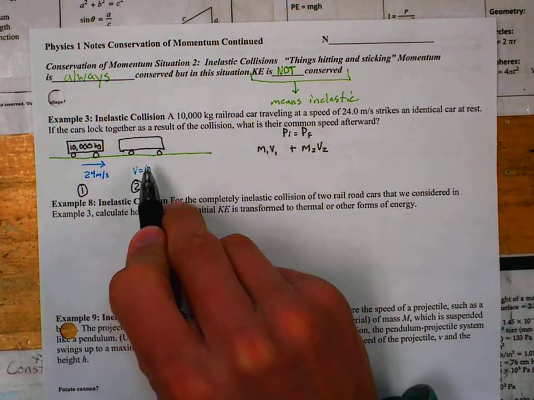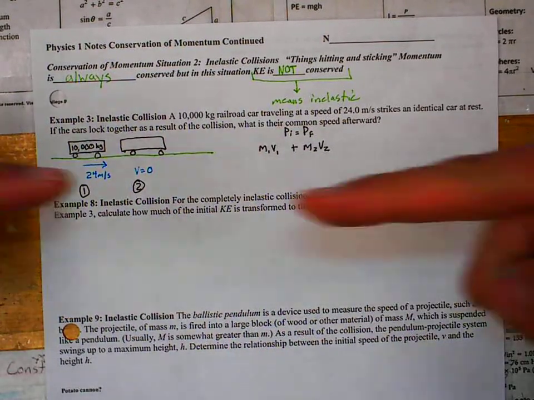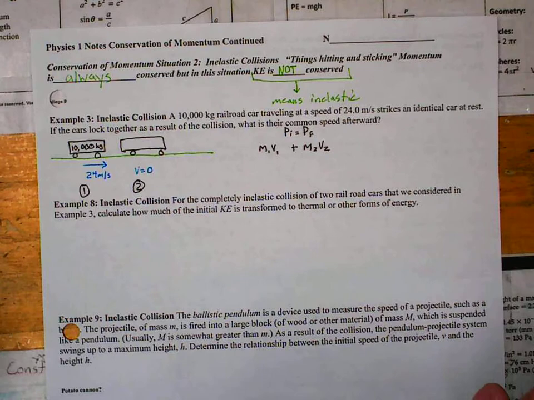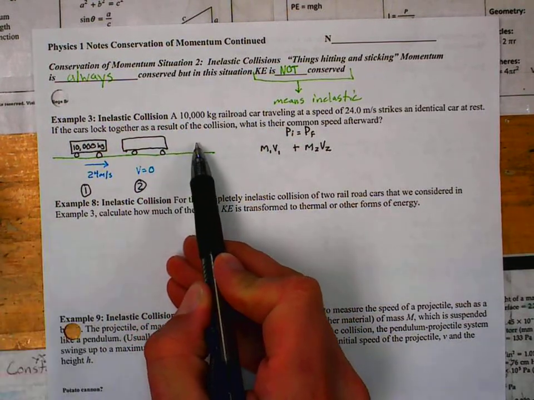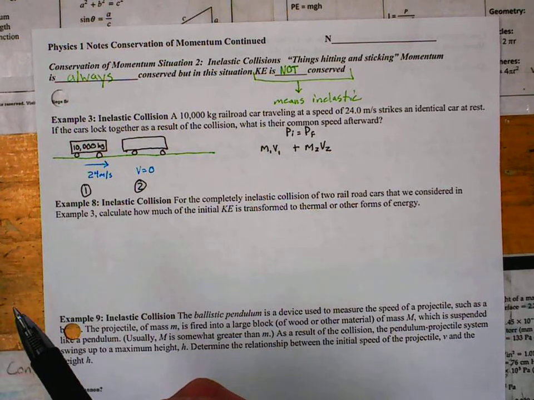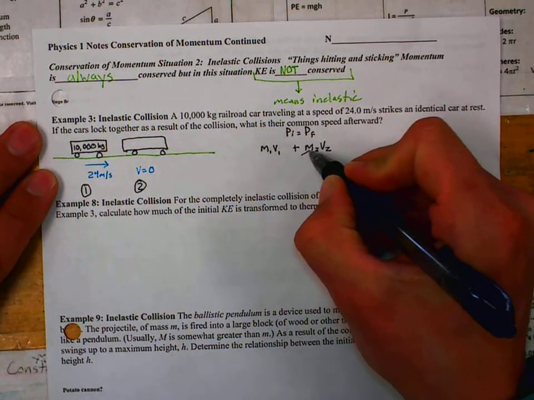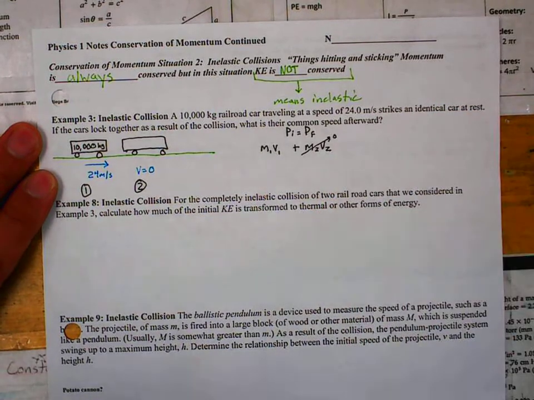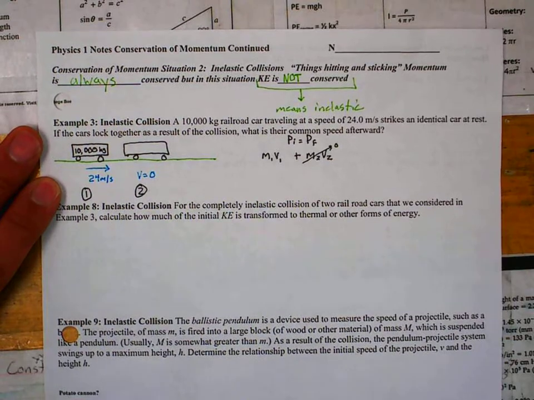This one won't always be at rest. Sometimes they'll be moving towards each other like that and collide and stick together. Sometimes this one might be going slow in this direction and this one catches up and runs into it. But in this situation, this whole term we can cross out and put a 0. Starts from rest.